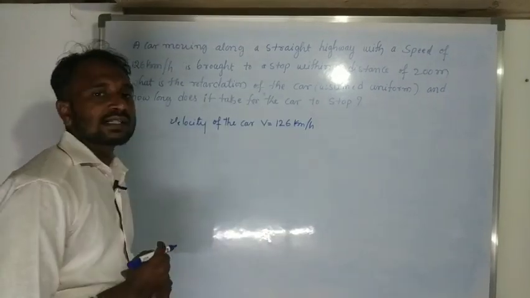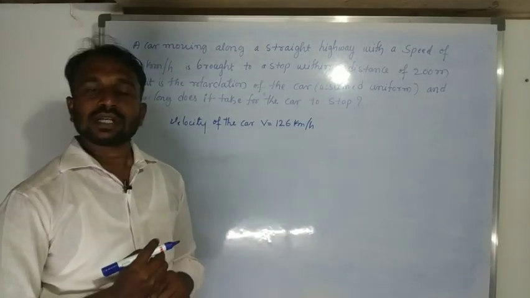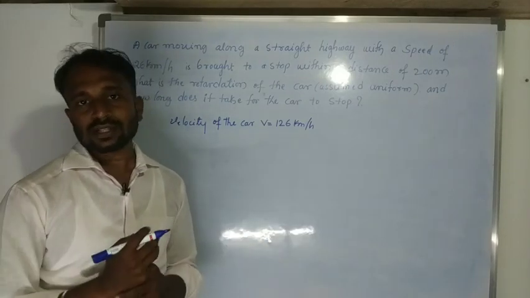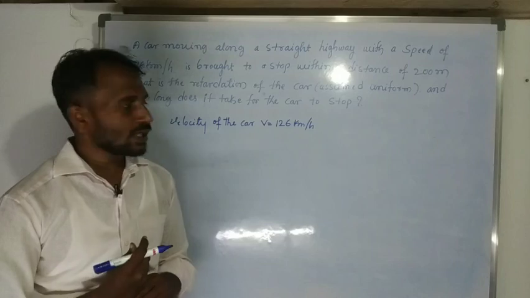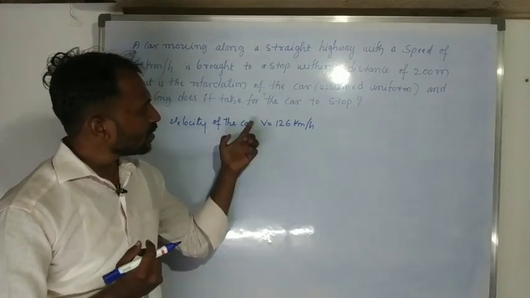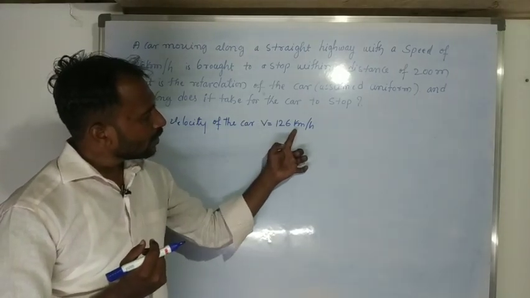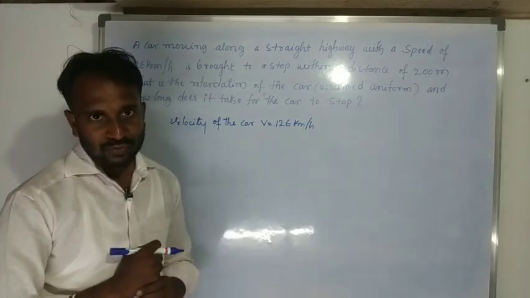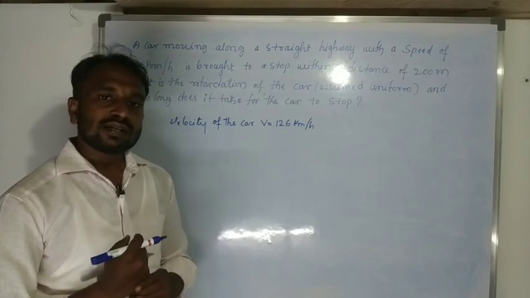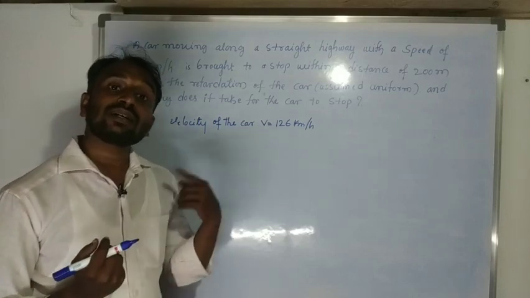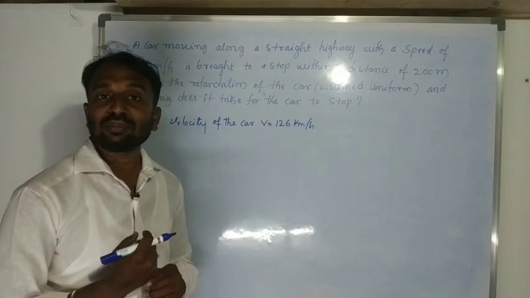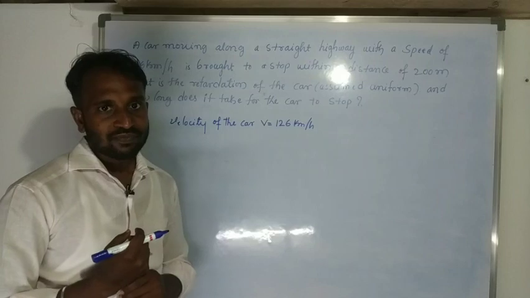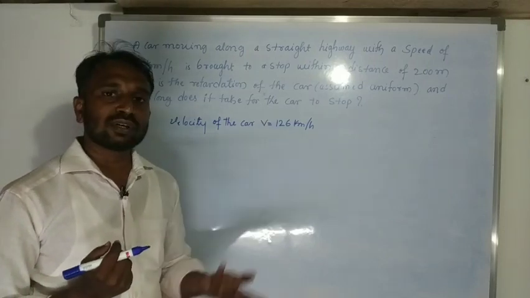Generally the SI unit is in the MKS system. So here the velocity is given in kilometer per hour. This velocity must be converted to meter per second. Why? Because acceleration is in meter per second square.